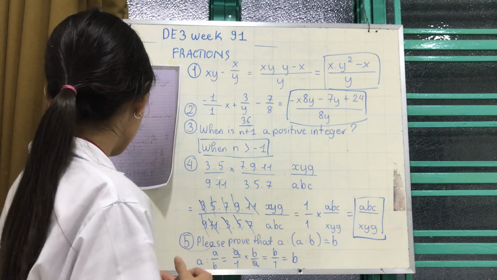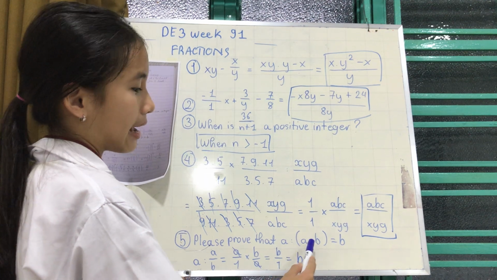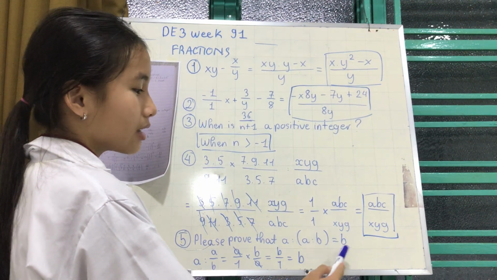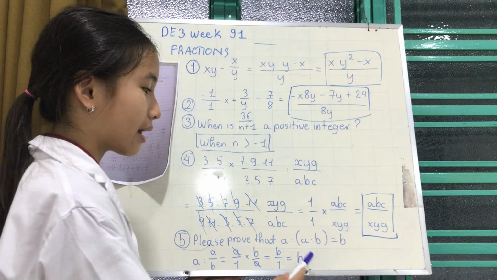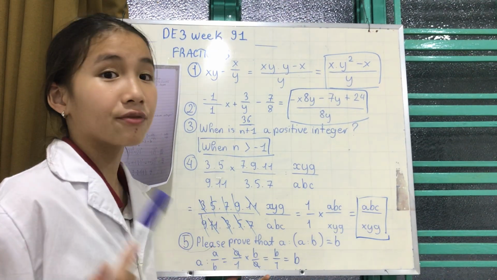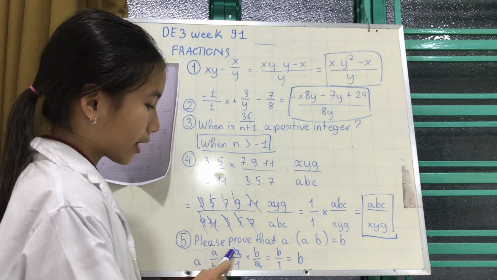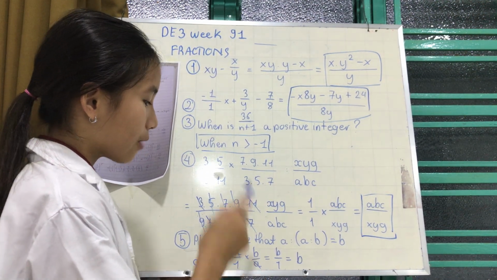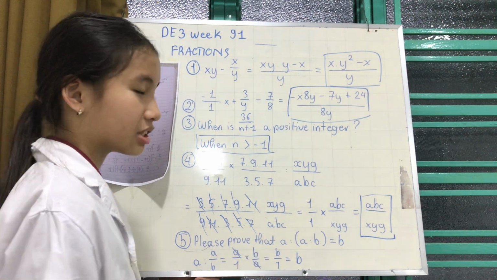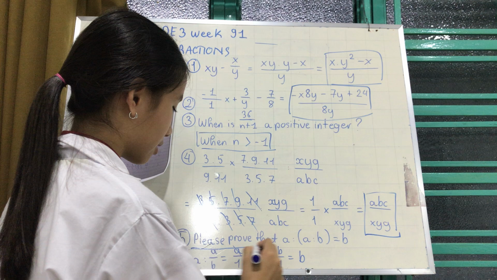Problem number 5 is, please prove that a divided by b equals b. Now I noticed that a divided by b can be represented in fraction form. So I wrote it as a fraction form. I saw that we can cancel out the 2 a's, and we're left with b over 1, which is just b. So that is my answer.